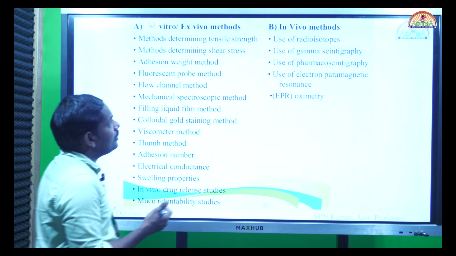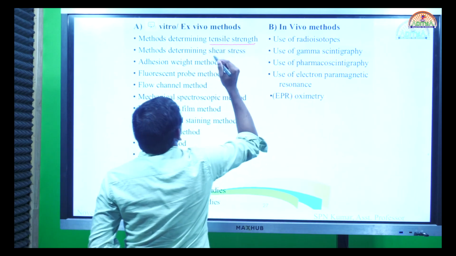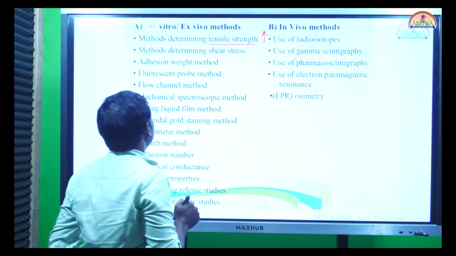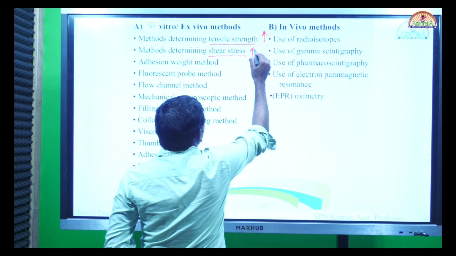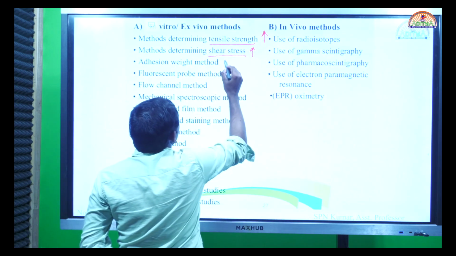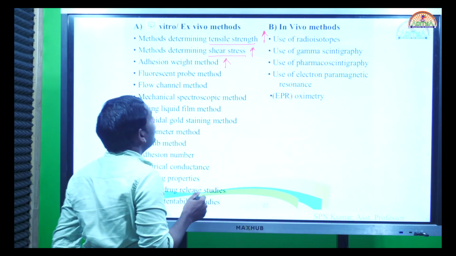We have to evaluate its characteristics by determining the tensile strength. Usually, higher the tensile strength, higher will be the mucoadhesive nature. Next, you should determine the shear stress. Higher the shear stress, higher will be the mucoadhesiveness. Next, the adhesion weight method: how much weight it can carry. Usually it should be higher in order to pass the quality control test.